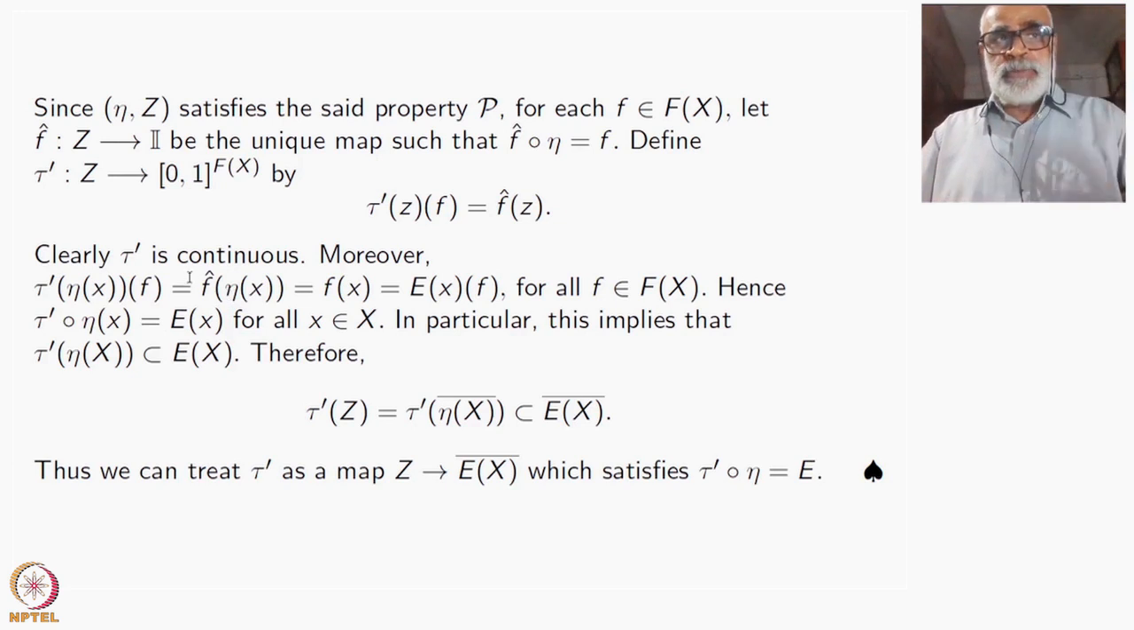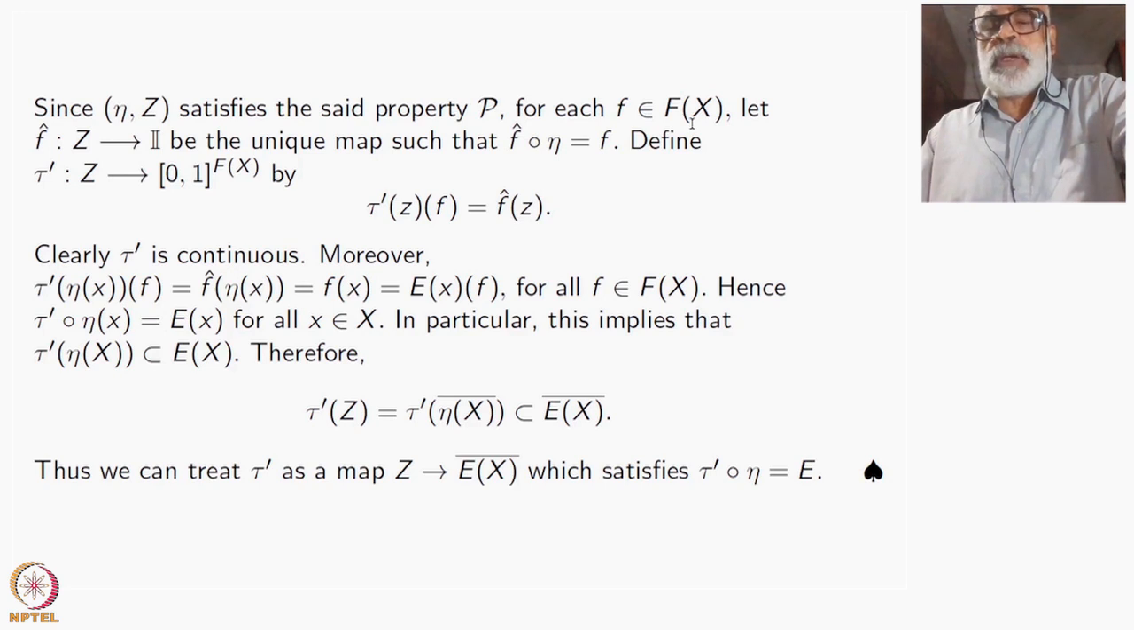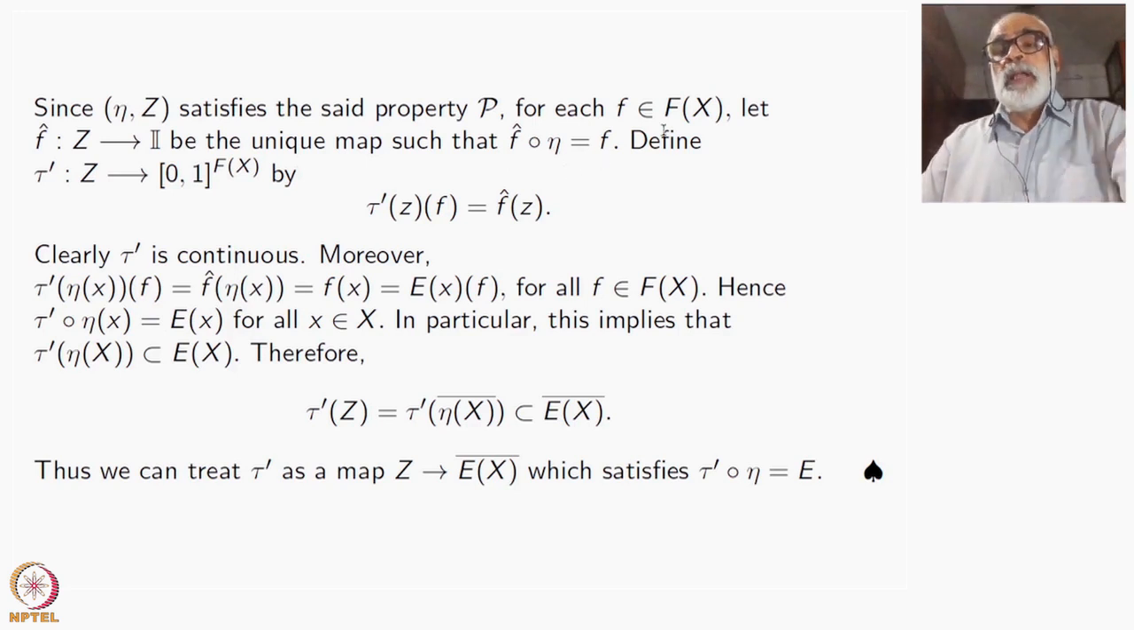So what is the assumption? Eta z satisfies the set property p, right? Therefore, for each f inside fx, what is fx? Continuous functions from x to the closed interval [0, 1]. Let us take f hat from z to I, the unique map which has f hat composite eta equal to f. So this is the property p. For every function, there is an f hat.